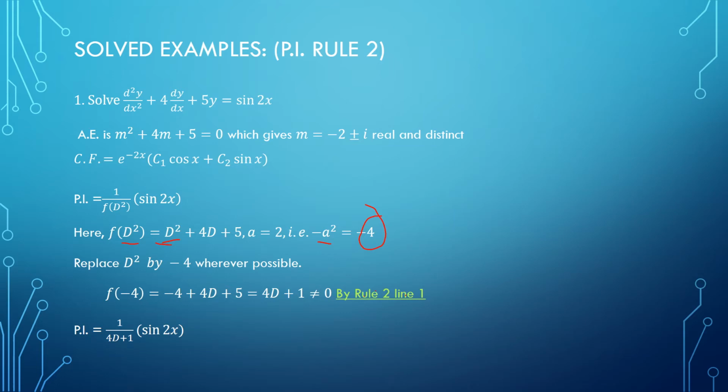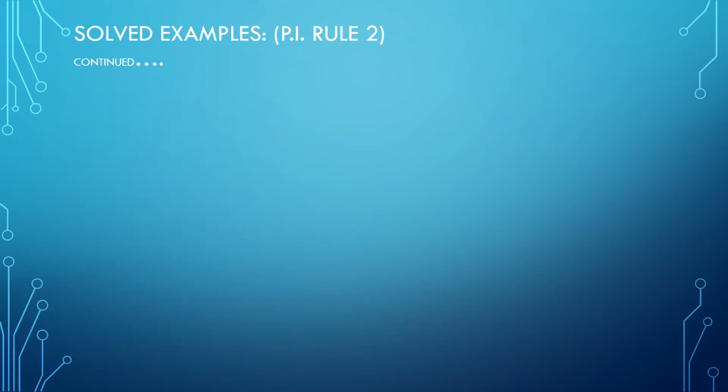Now, this 1 upon 4d plus 1 can be operated over sine. We need to do some adjustment here. We need to convert my denominator into an expression which contains d square. So the best way would be to multiply and divide by 4d minus 1. So if I do so, I'll be getting 4d minus 1 upon 16d square minus 1. So the denominator is taken care of now. I can again replace d square by minus a square and I can go ahead.